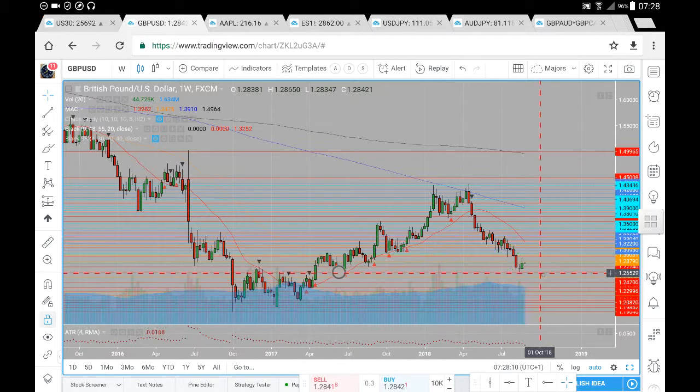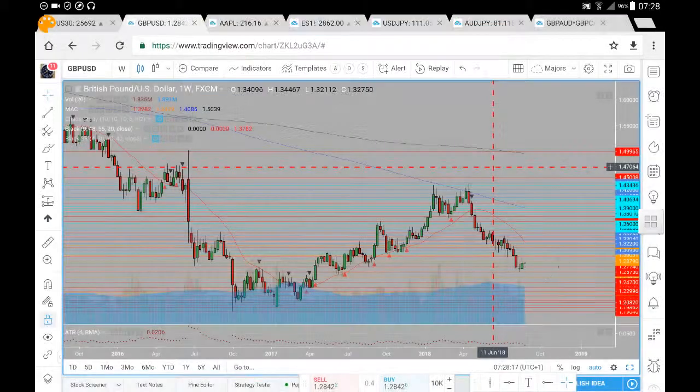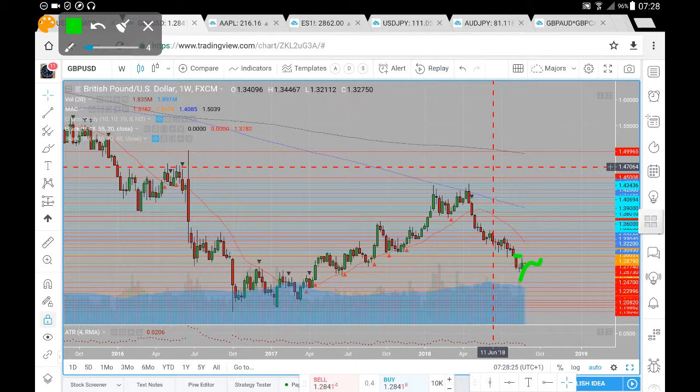So let's just check that. Yeah, so we've tested at 126.73, from which we have seen that bullish buy side momentum come into the market, but we are having difficulty in around 128.79 here on the pound against the dollar.